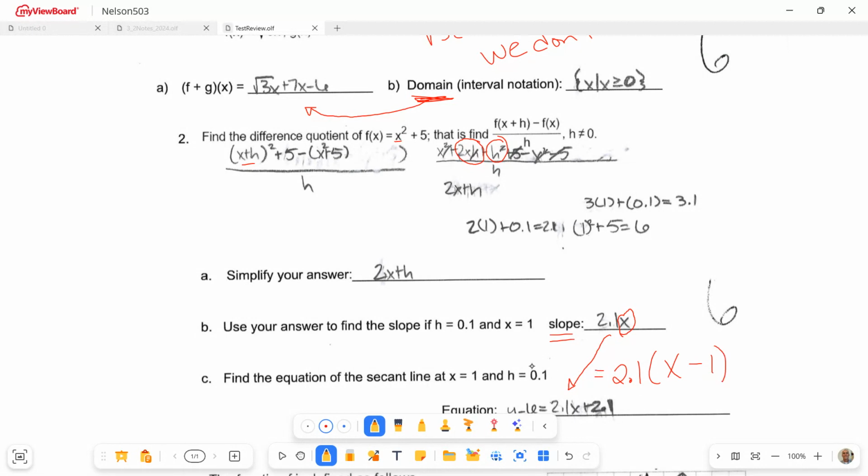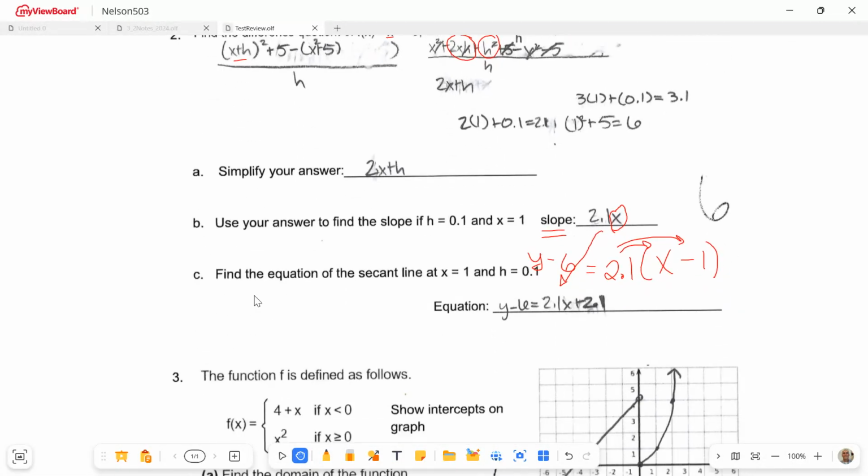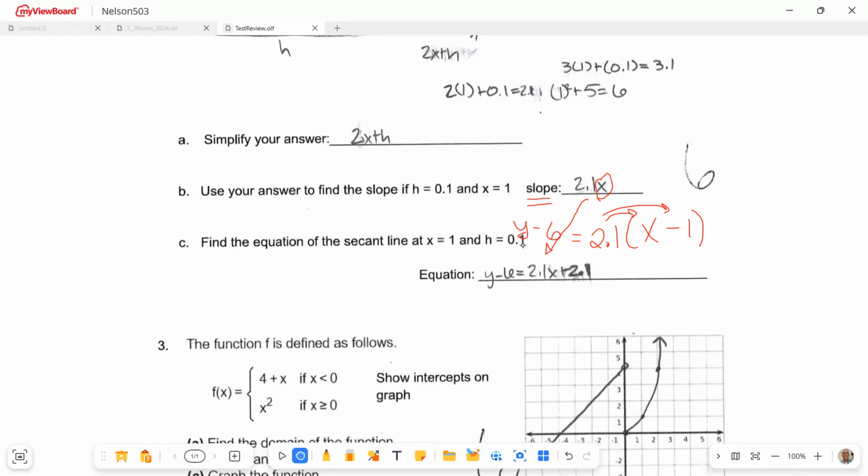He's got it equal to y minus 6. And he decided to distribute the 2.1 through, which is fine. You can do that. But you don't need to. This is a fine equation right here. This is called point slope form right there. So you don't need to do anything else other than just doing that right there.